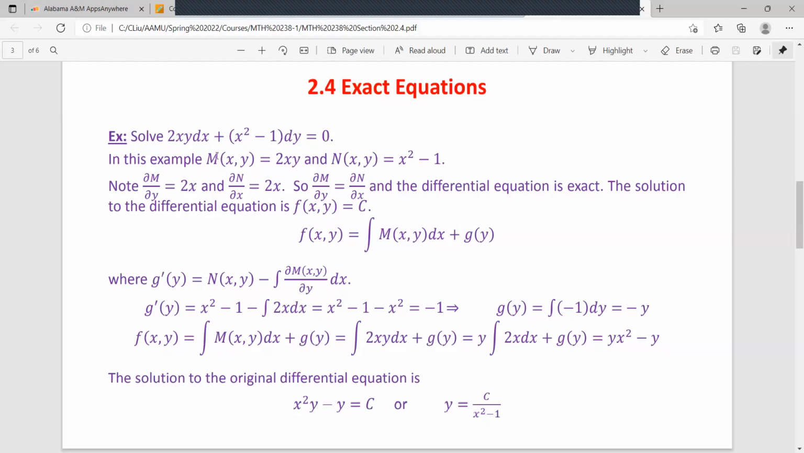So how do we know this equation is exact? You just take partial m, partial y, and partial n, partial x. So partial m, partial y: you take the derivative of 2xy with respect to y, and you don't have to worry about the x.